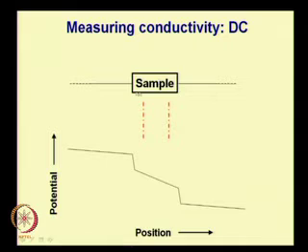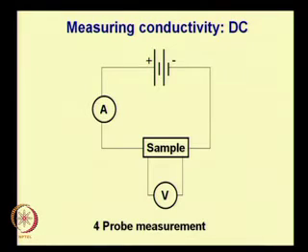So this kind of a measurement, where we have current leads connecting to the sample at 2 positions and voltage leads connecting to the sample at 2 other positions, would be called a 4 probe measurement. So our connection would now look like this. Okay, so this is different from a 2 probe measurement that we have previously described.